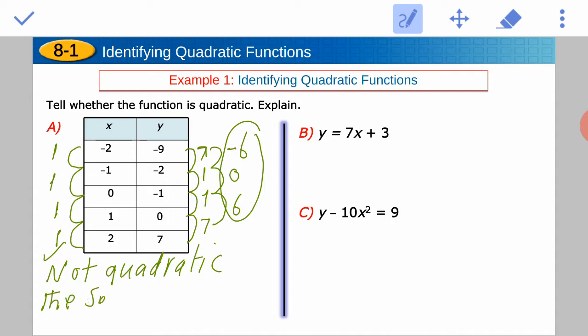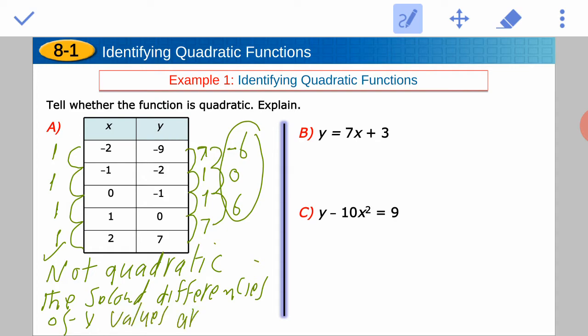The second differences of y values are not constant. They are not constant, guys.